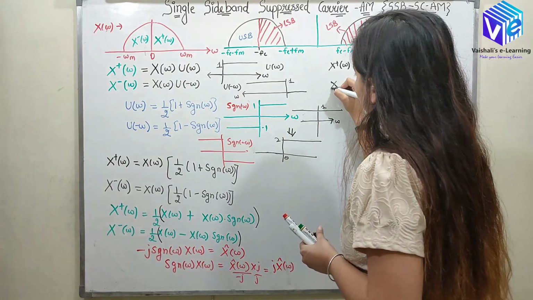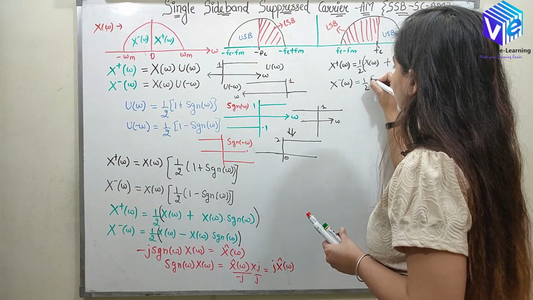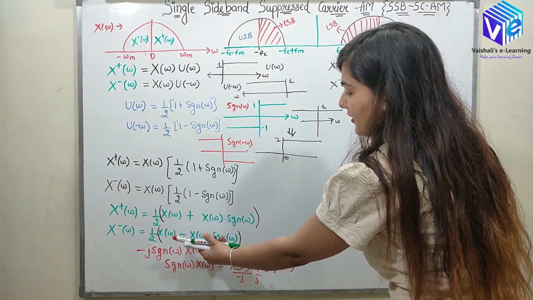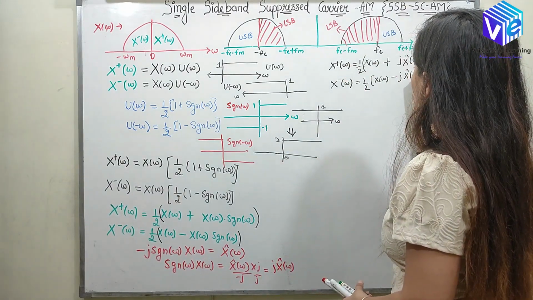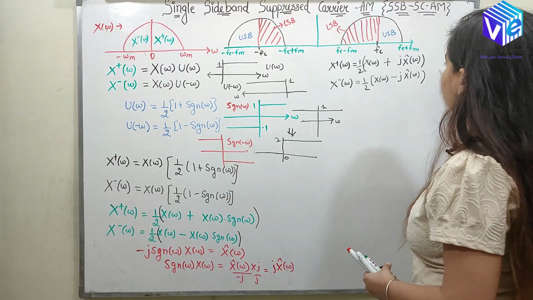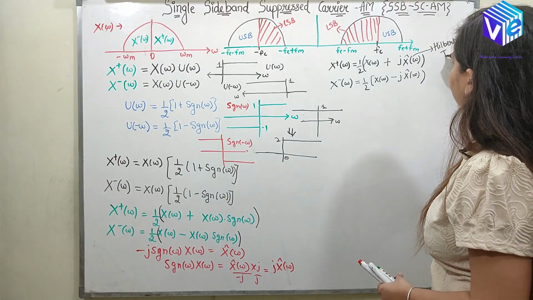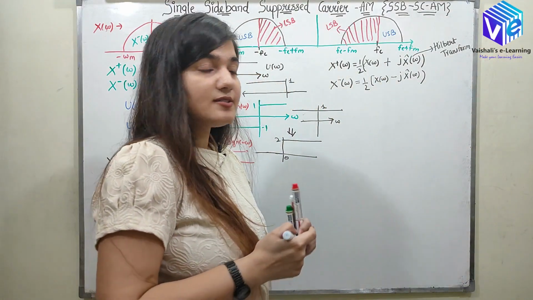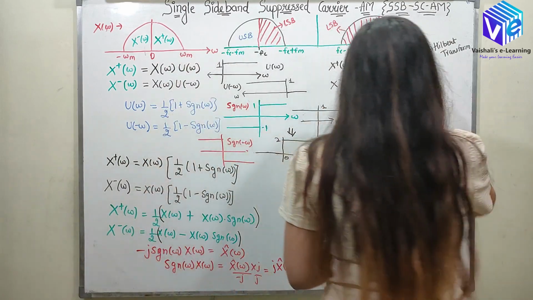Similarly, I can find out X minus of omega. It would be half X of omega minus, here it is X omega signum of omega, which is j X cap omega, where X cap represents the Hilbert transform. I recommend you to watch my previous video on the Hilbert transform so that you will be more clear about this term.